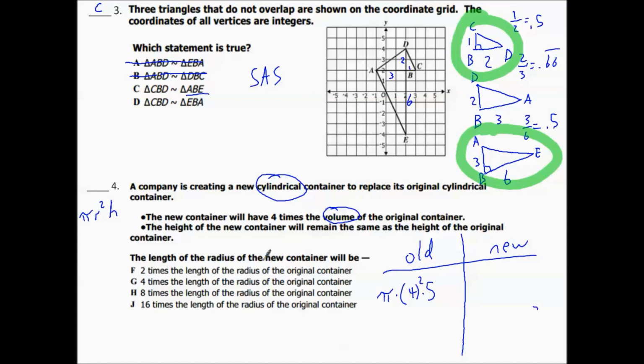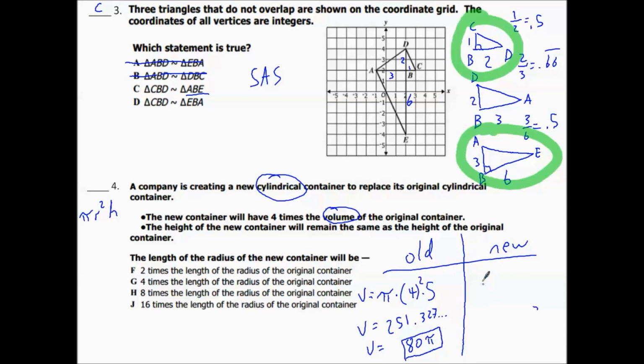This is all multiplication, so if you do pi times 4 squared times 5, you end up with approximately 251.327... There's a lot of decimals because we're dealing with pi. If you divide that number by pi, you end up getting 80, which means this number is 80 pi. So what does that mean? Okay, we know, since this is our volume, this volume is 4 times smaller, meaning the new one is 4 times bigger.